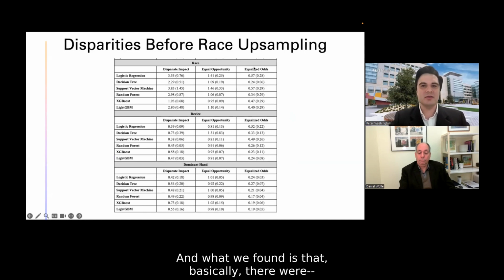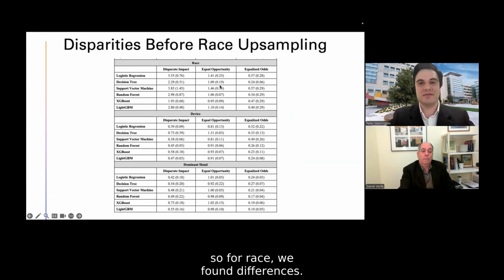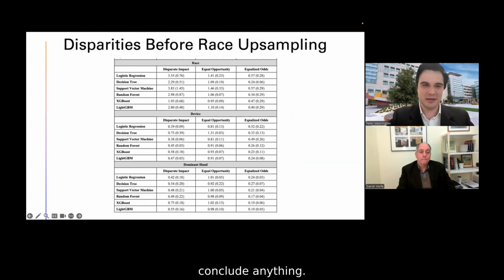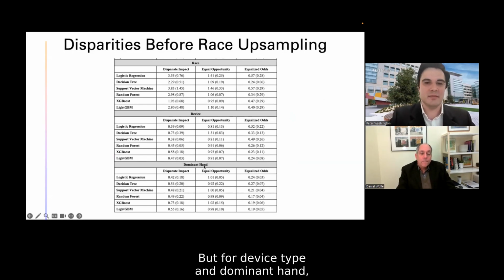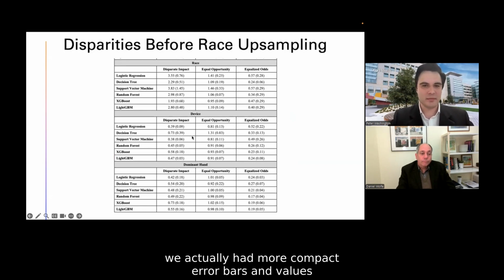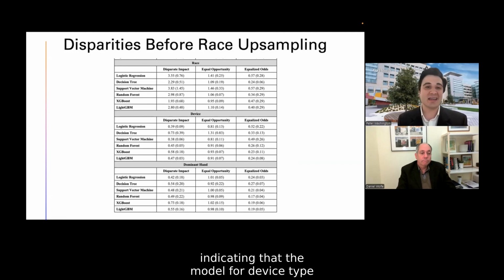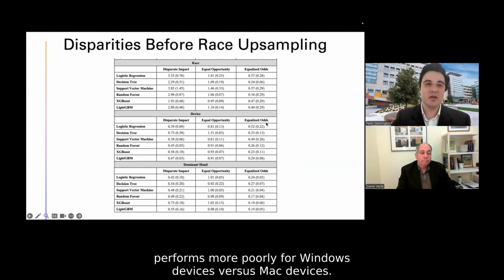And what we found is that for race, we found differences, but we had such wide error bars that we couldn't really conclude anything. But for device type and dominant hand, we actually had more compact error bars and values for a lot of these metrics that were really far away from 1, indicating that the model for device type performs more poorly for Windows devices versus Mac devices.